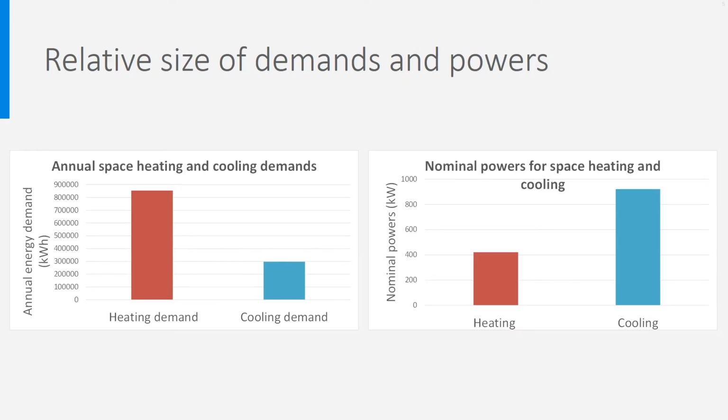Let's look more in detail at this. While the annual space heating demand is much higher than the annual cooling demand, that's the left picture, the reverse is true for the powers, that's the right picture. This is very typical of moderate climates.